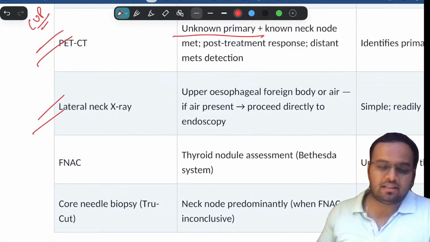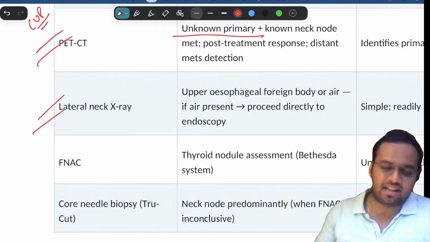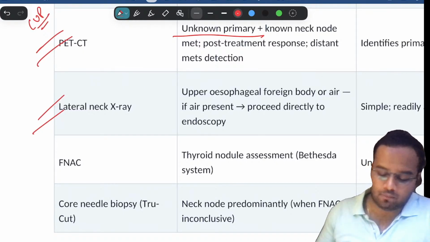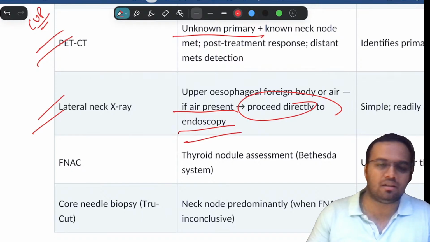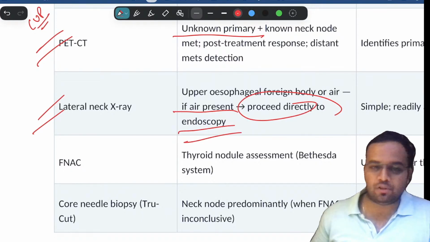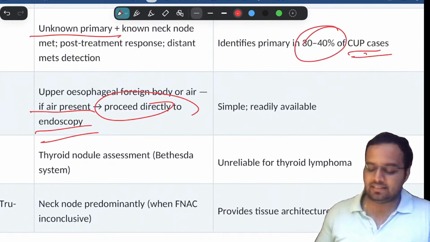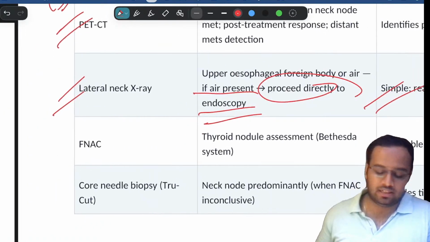Lateral neck x-rays, again, are nowadays done only to rule out spine injury or any foreign body. So if air is present post-cricoid, post-endoscopic rupture, or any foreign body in the esophagus, you can go for a lateral x-ray. It is simple and readily available. That is the only thing.